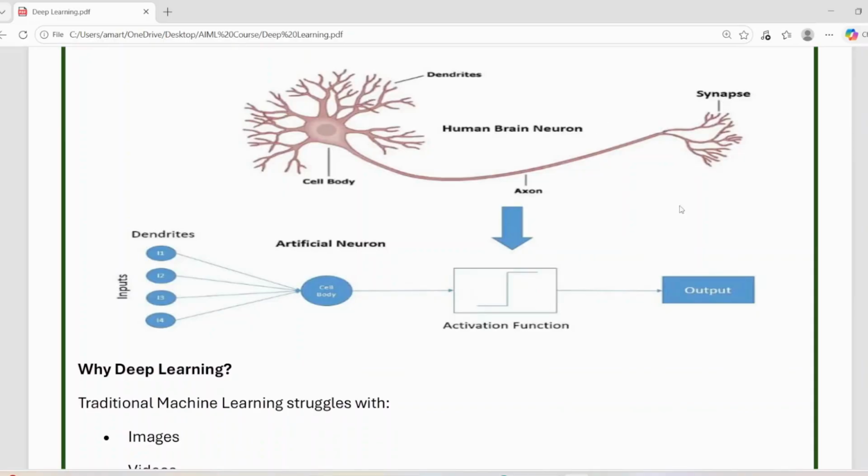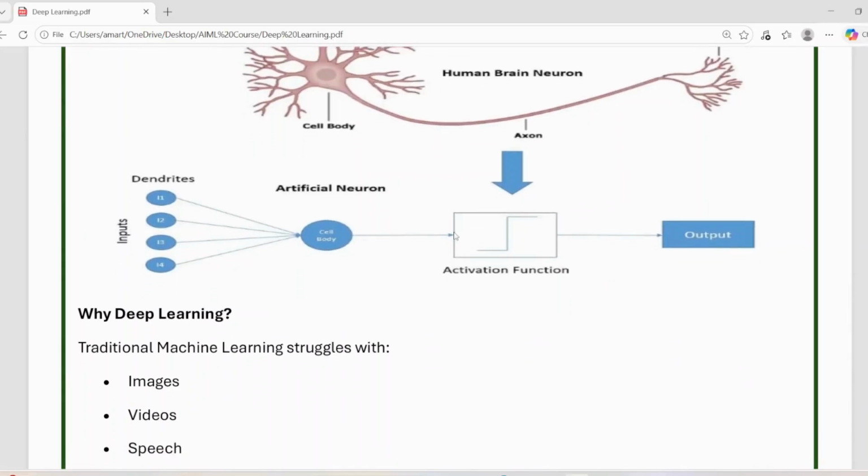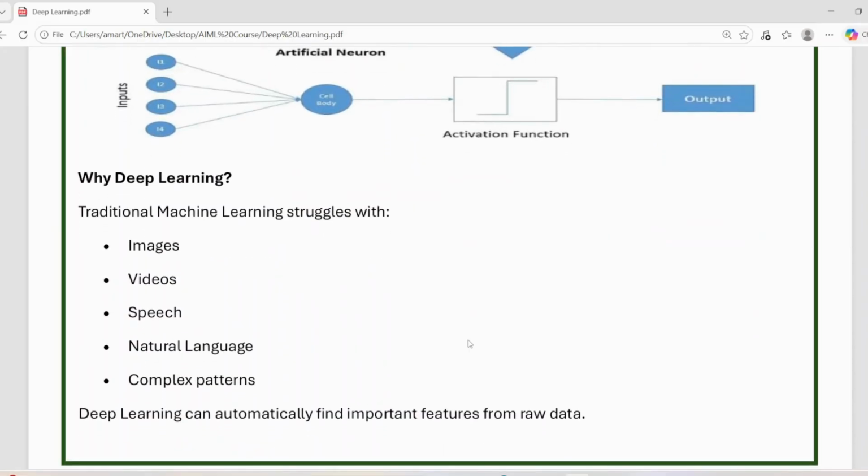So this is the comparison, like how scientists copied the idea of the human brain for deep learning, for our artificial neural networks. Okay, so that's how it works. Although we will cover all the things practically and theoretically both, like how we covered all machine learning topics practically and theoretically.